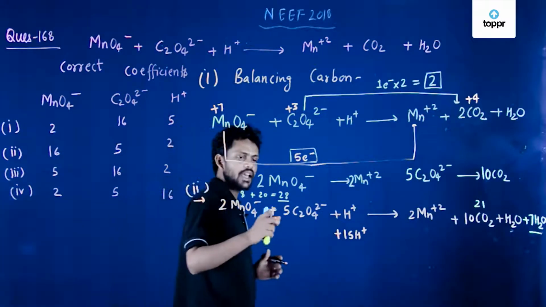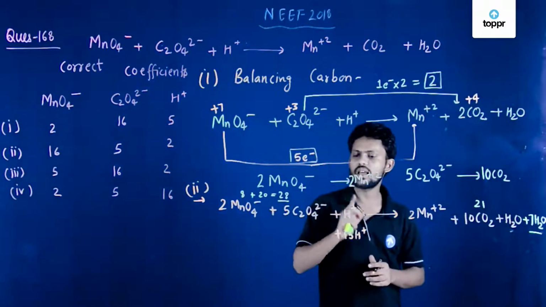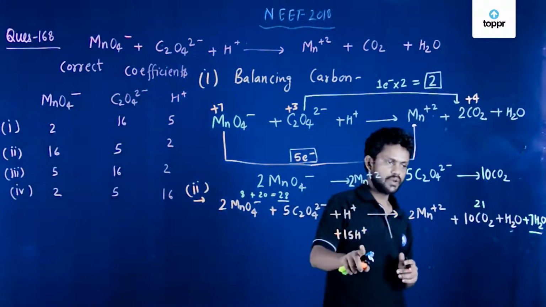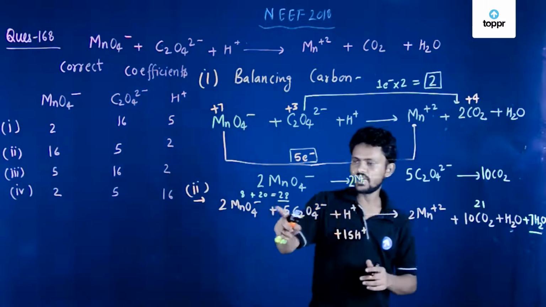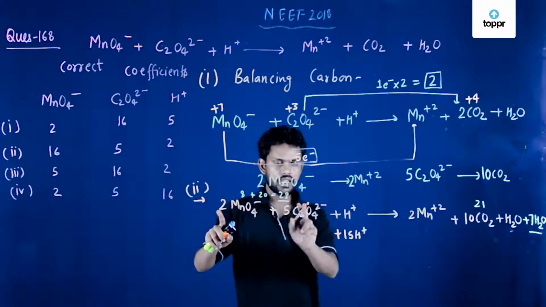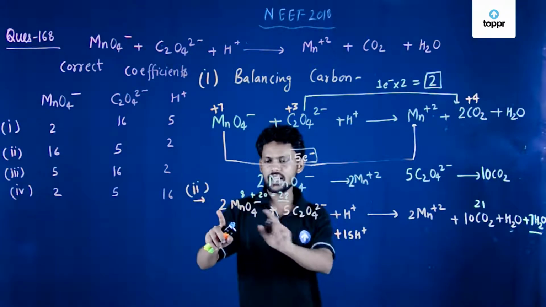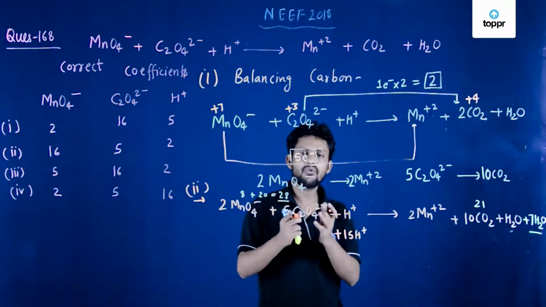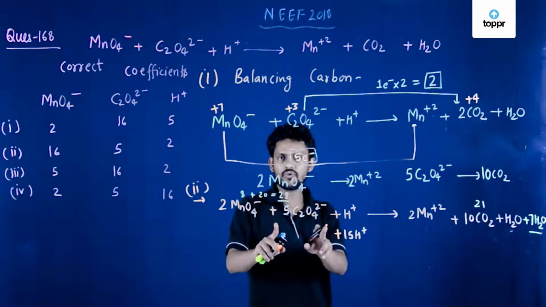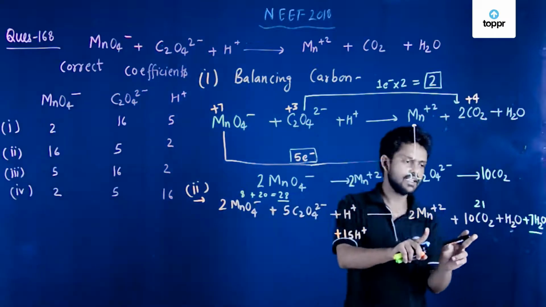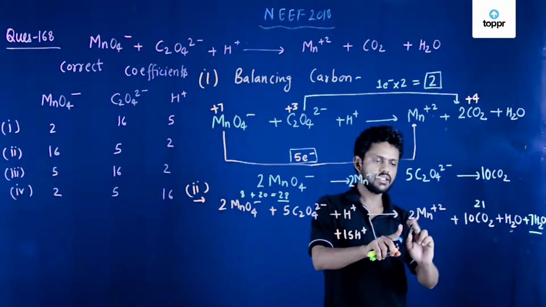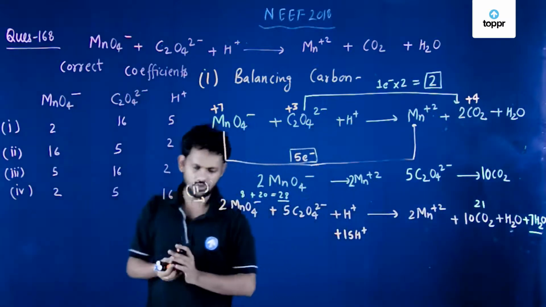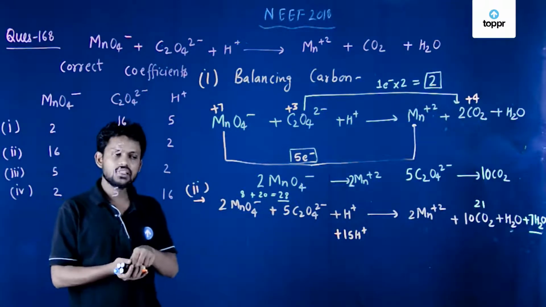Now you can also calculate the charges, which should be balanced. On the left, 5 times 2 minus is 10 minus, and 2 times 1 minus is 2 minus, so 12 minus in total, but 16 plus. So effectively the charge is 4 plus on the left hand side. On the right hand side, the CO2 and water are neutral, and the only charge is 2 times 2 plus, which is 4 plus. So now my charge is also balanced.